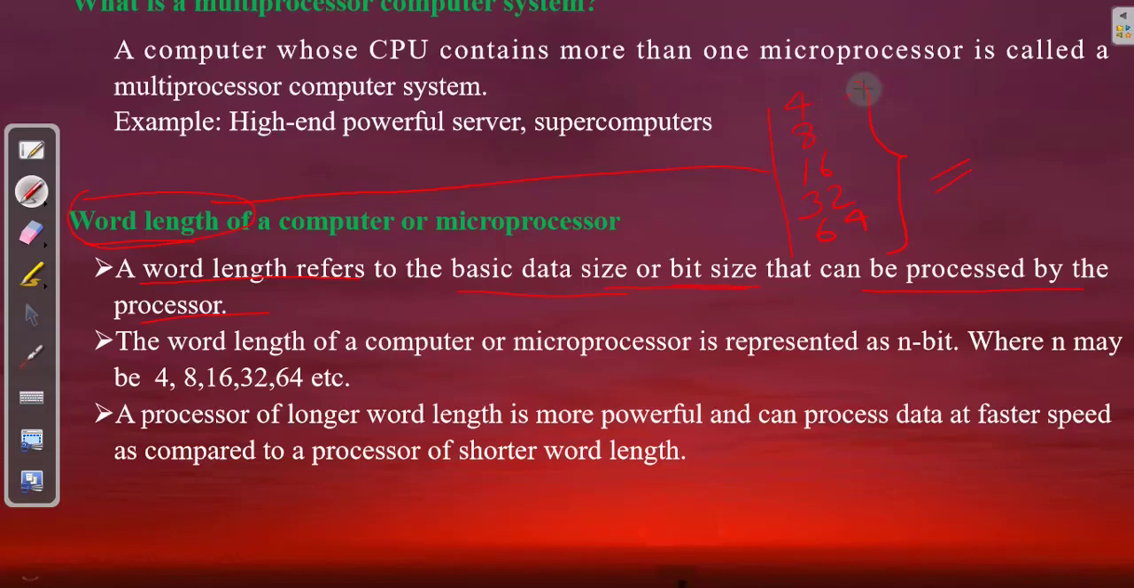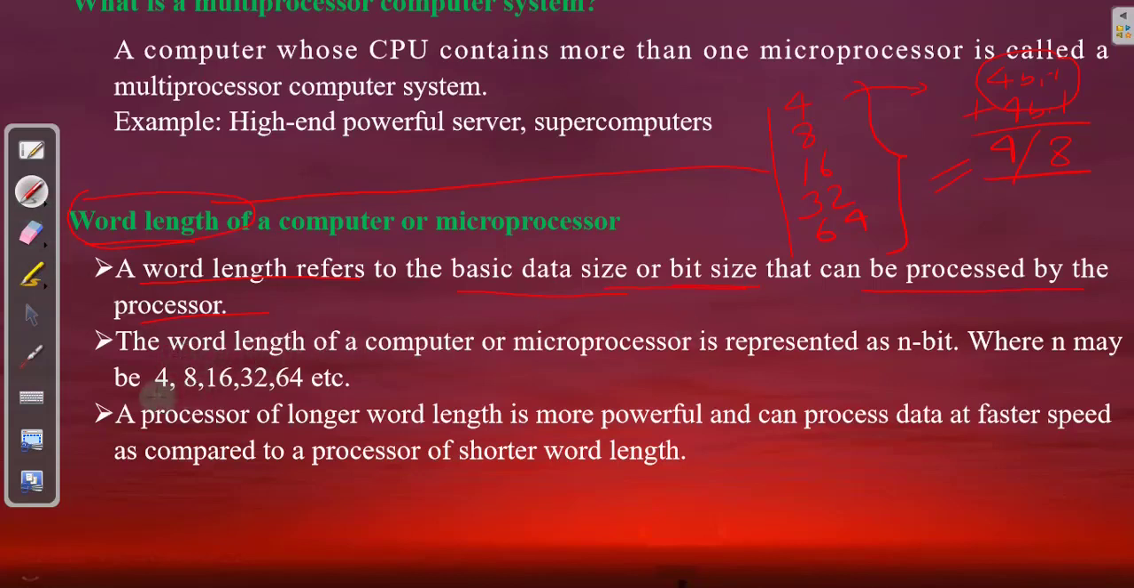And if you remember, I gave you an example that if it is a 4-bit microprocessor, it will be able to process 4 bits, it will be able to accept 4 bits of input. And after the operation it can generate 4 bits of result or 8 bits of result. Getting my point? So on this basis it is called a 4-bit microprocessor, or you can say a 4 word length microprocessor.